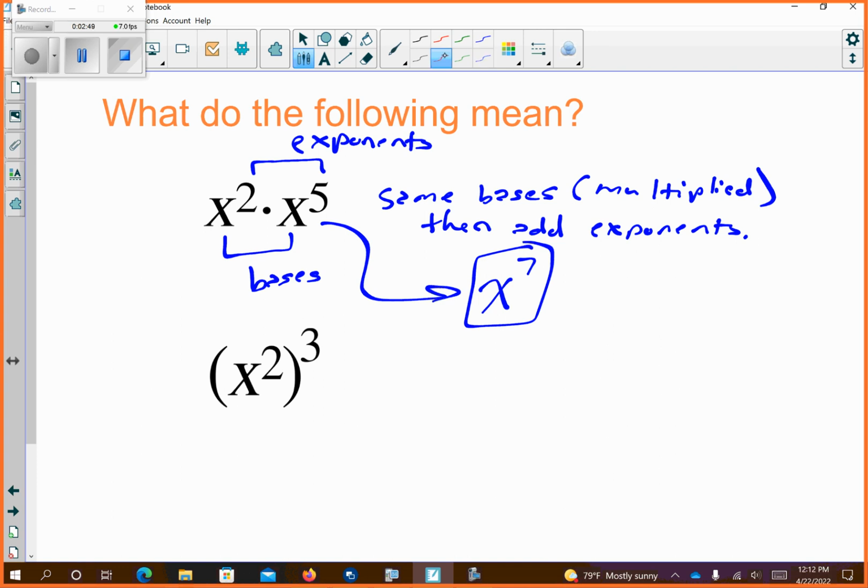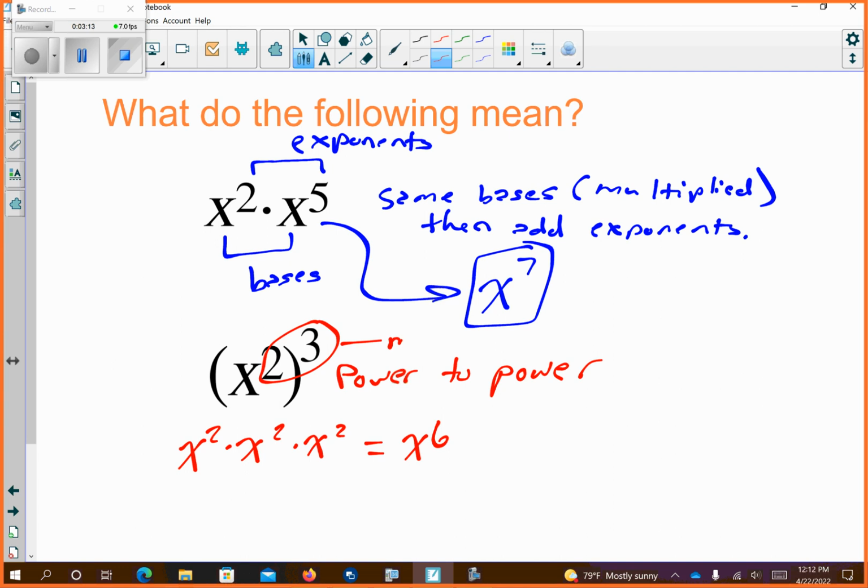So the second rule, this is called power to a power. And what this basically means is you have this 3 times. And then you can go back to the rule we just said, is if we have like bases that are being multiplied, you add the exponents, so you get 2, 4, 6. Which means these exponents get multiplied.